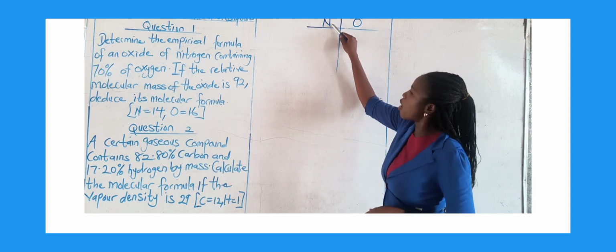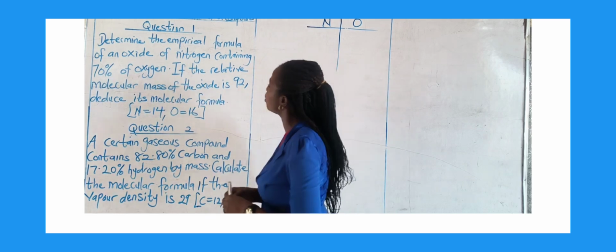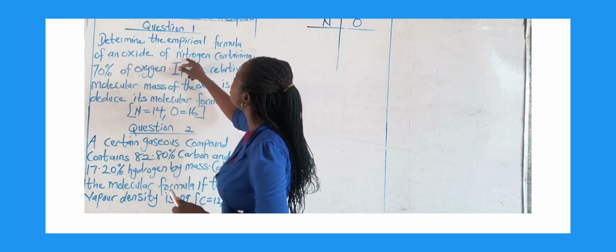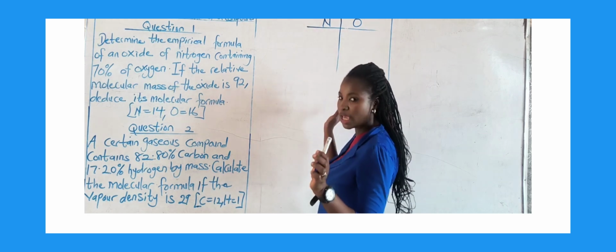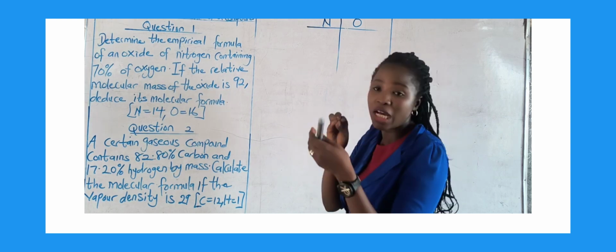Let's go with me. So you have to draw your table, your N and your O. N is nitrogen, where O is oxygen. Now let's go back to the question because we are given oxide of nitrogen. That's why we have N and O. You need to first get the elements in the compound in that question before you can do anything. Good. Now, the first thing is the percentage composition of the element.